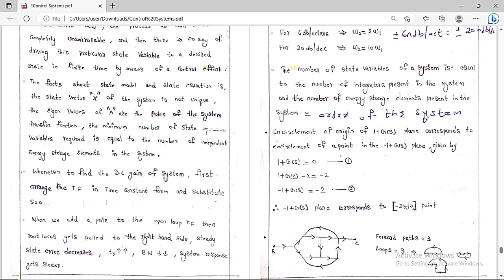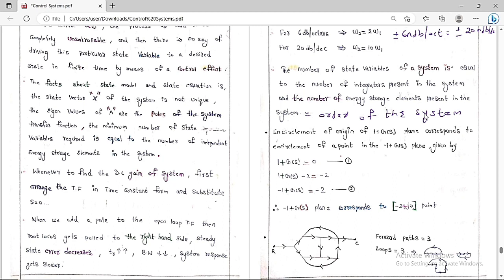So if we simplify, we are going to get minus 1 plus g of s is equal to minus 2. So this is the equation 2. So you can see clearly minus 1 plus g of s plane corresponds to minus 2 plus j0 point. So in the question what they are given, the encirclement of origin of 1 plus g of s plane corresponds to encirclement of a point in the minus 1 plus g of s plane given by.